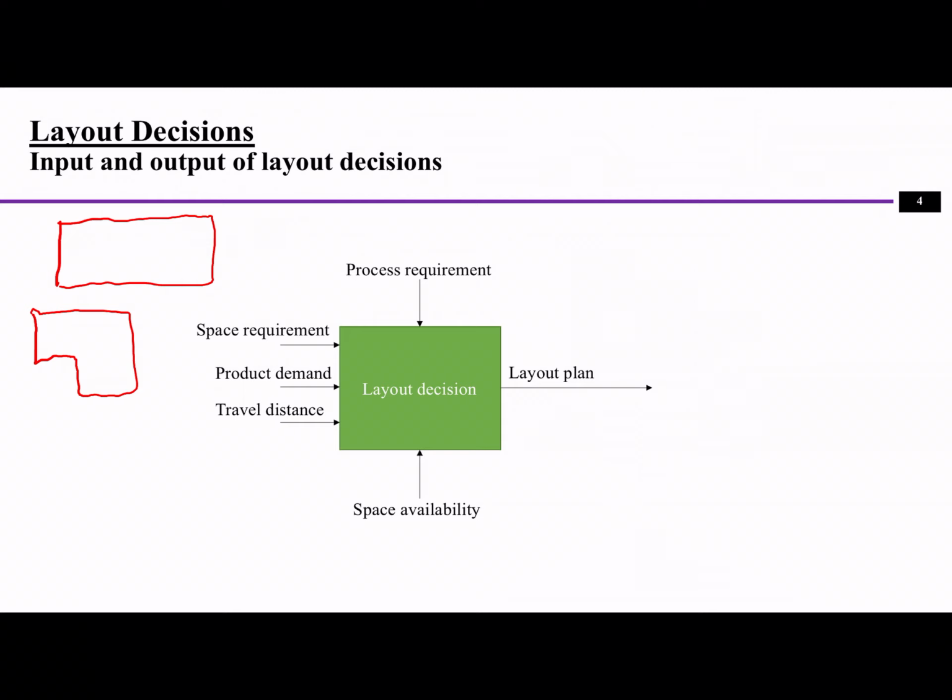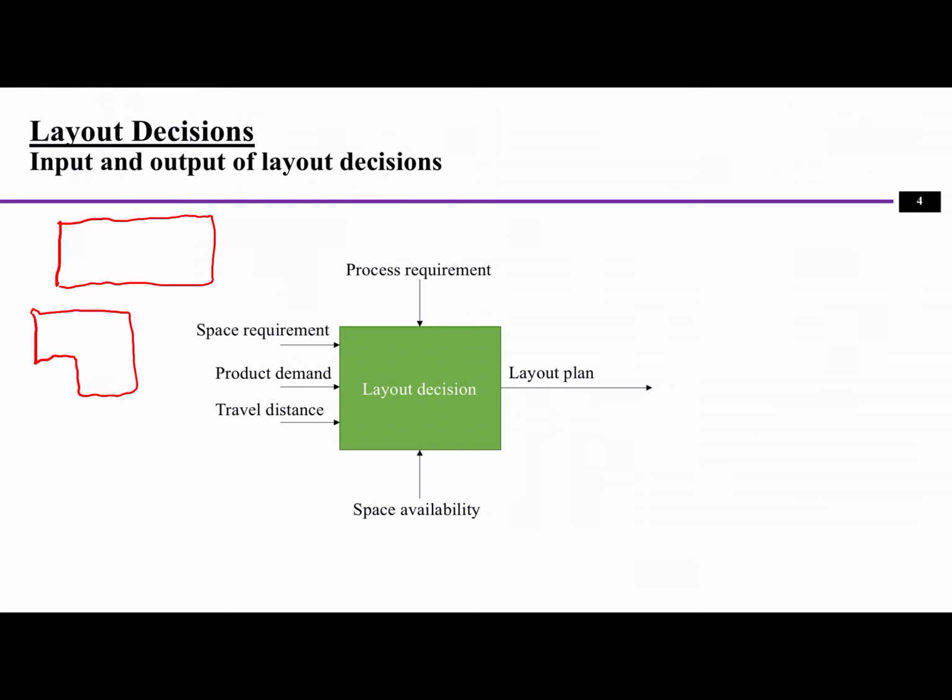So travel distance matters a lot because you do not want to put two processes or two functions really far from each other if they have really close relations with a lot of transportation between them. Right, and sometimes travel can be human travel, sometimes it can be cars or AGVs. Then that's the actual cost of travel.